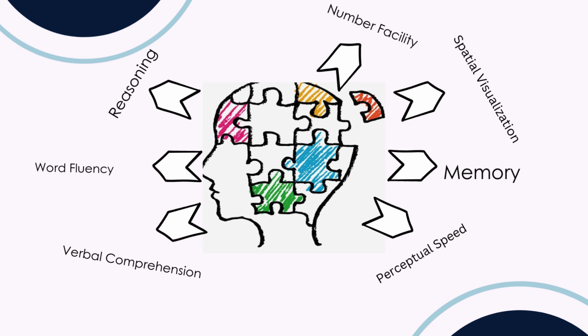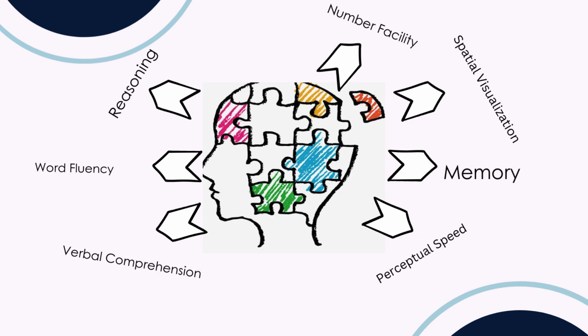Fifth, memory. This is the capacity to retain and recall information such as facts, words, or visual patterns. For example, when remembering lists, recalling events, or pieces of information after a delay. This can be used during tasks like memorizing word lists or matching pictures that were previously shown.